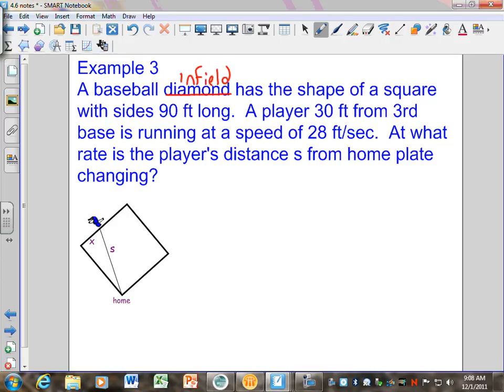90 feet long sides. We should all agree with that. A player 30 feet from third base is running at a speed of 28 feet per second. It's pretty fast running, I do believe. At what rate is the player's distance, S, from home plate changing? So I put S in here, the player's distance from home base. That's what we're solving for eventually.